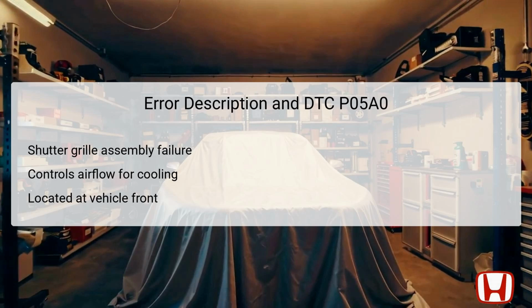The components of the shutter grille system include electric motors that open or close the grille as governed by the control signals from the PCM. Should there be persistent issues with movement or blockage, the malfunction detection leads to the PCM recording the DTC P05A0. Understanding this mechanism is essential for diagnosing the problem accurately.